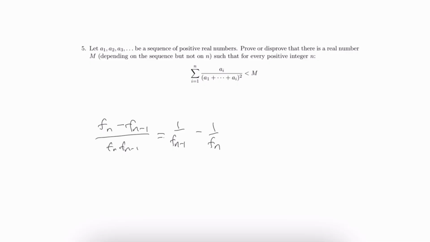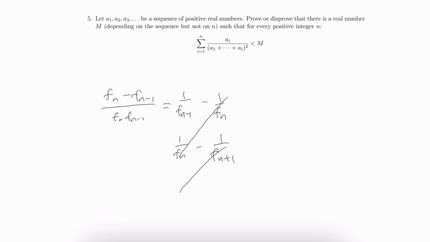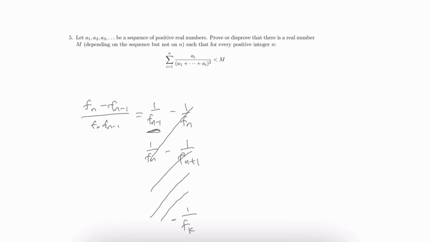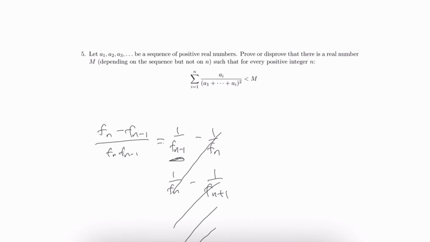So when you sum it over a lot of n, the next term will be 1 over f of n minus 1 over f of n plus 1. And so these cancel. As you sum, these will all cancel out until you're left with the first term and then some term at the end. And that's what we're hoping to get here.